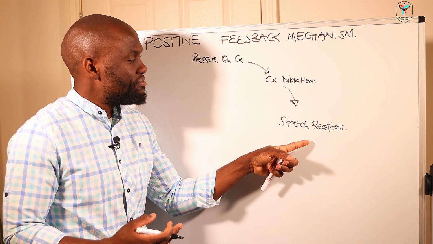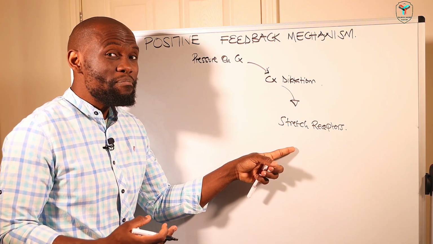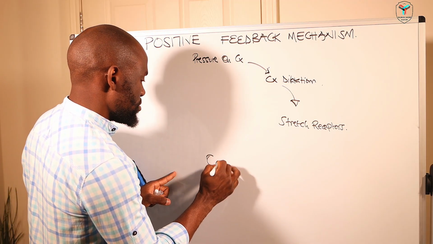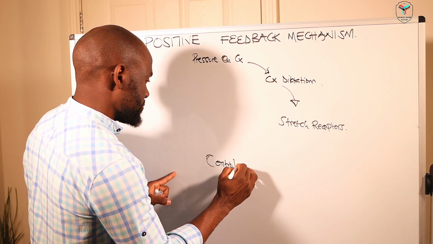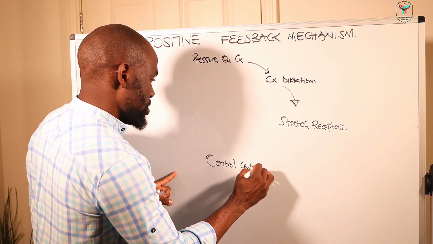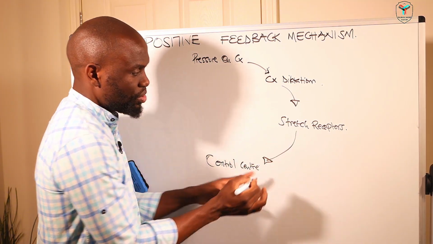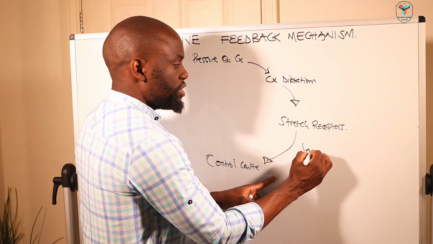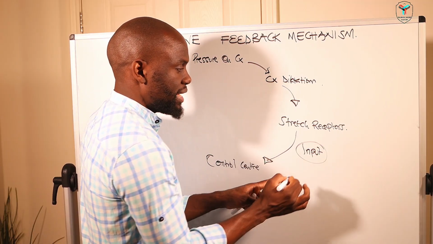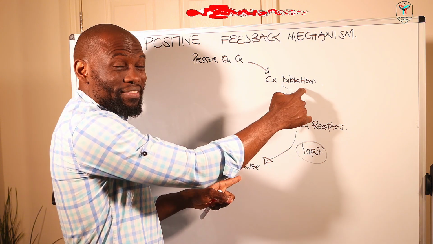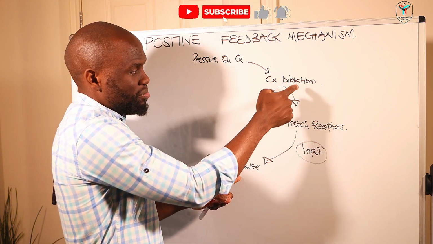Once the stretch receptors detect this stretch or the pressure exerted on the cervix, they use their afferent pathways and send a message to the control center. So you will have the control center here, which in this case is going to be the brain. It sends a message to the control center, which is going to be an input in this case, to say the cervix is being stretched.